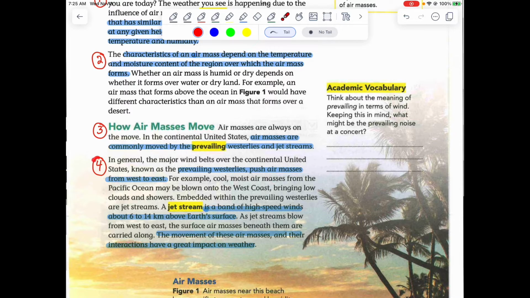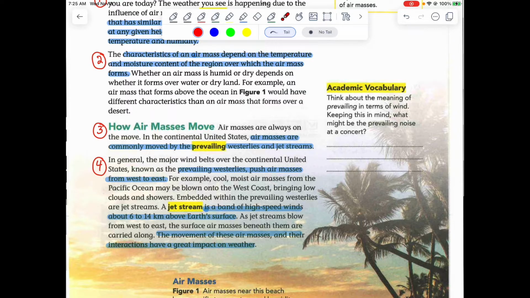In paragraph 4, I'm still looking at how they move. And again, we're talking about prevailing westerlies and what they do. They push air masses from west to east. So it's really telling me the direction that they are pushing the air masses. So that's important. They're talking about how the air masses move again.